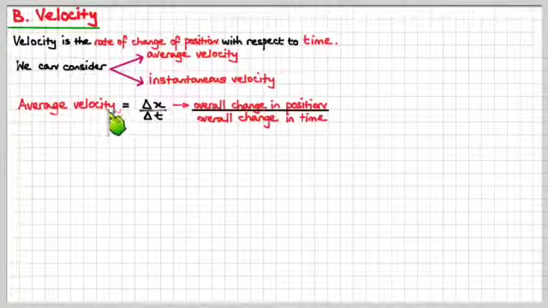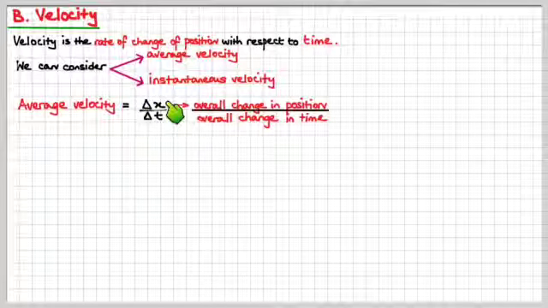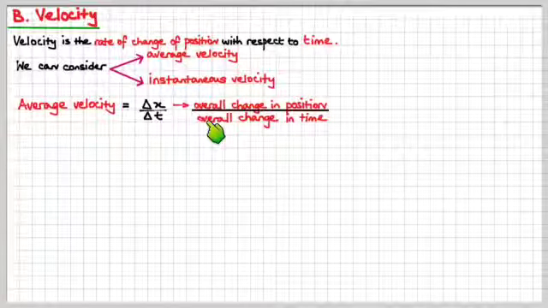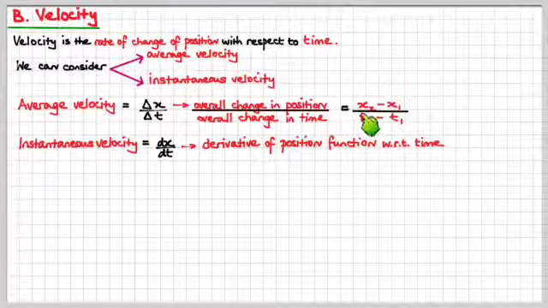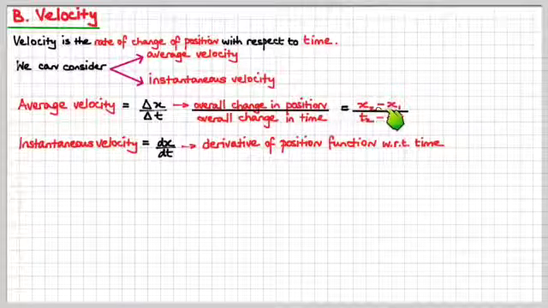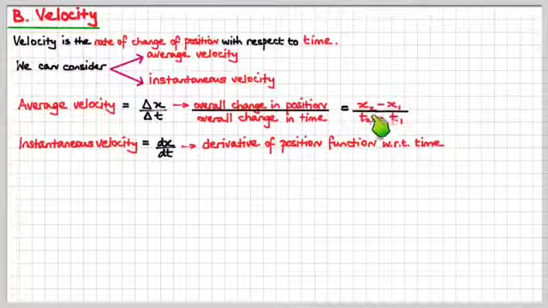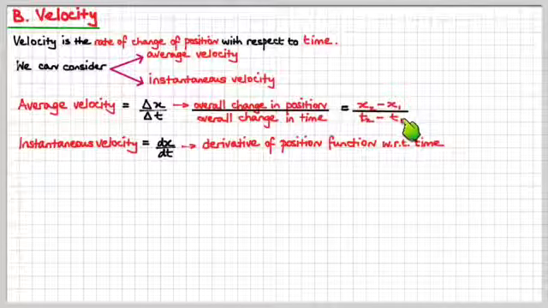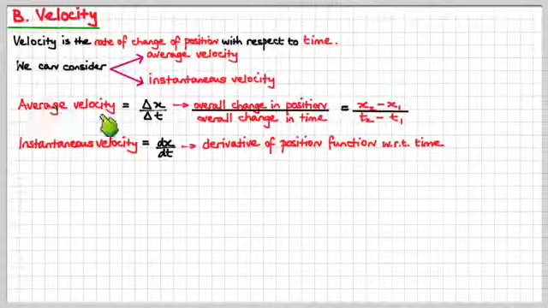The average velocity is simply the change in the position over the change in time. The overall change in position over the overall change in time, alright? And that equals x2 at time 2 minus x1. That's the finishing position, that's the starting position, that's the finishing time, that's the starting time. So it's the change in position, x2 minus x1, over the change in time, t2 minus t1, alright?